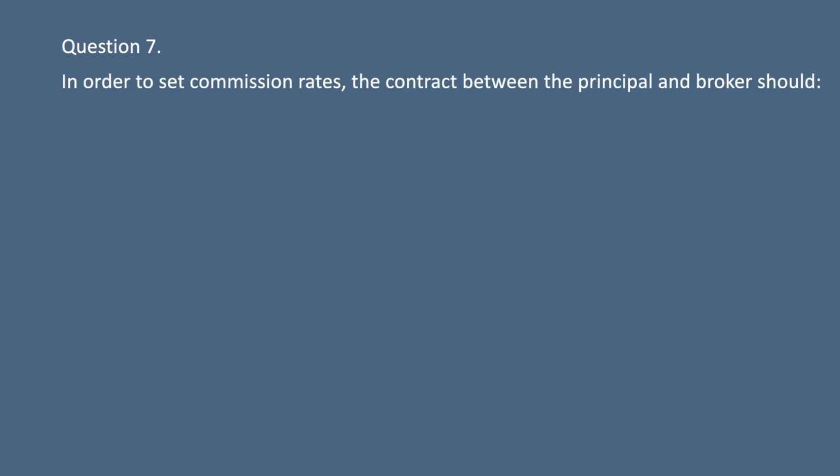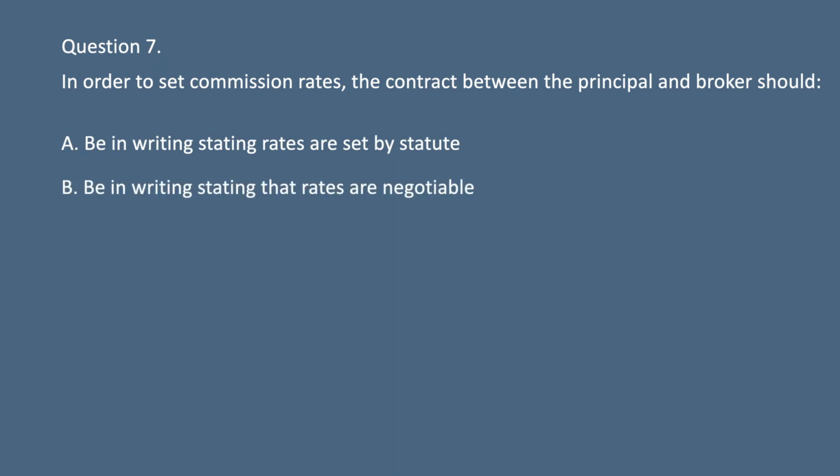Question 7. In order to set commission rates, the contract between the principal and broker should A. Be in writing stating rates are set by statute. B. Be in writing stating that rates are negotiable. C. Be an oral agreement if not written. D. None of these.